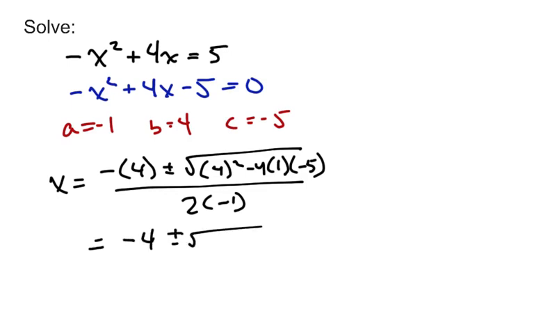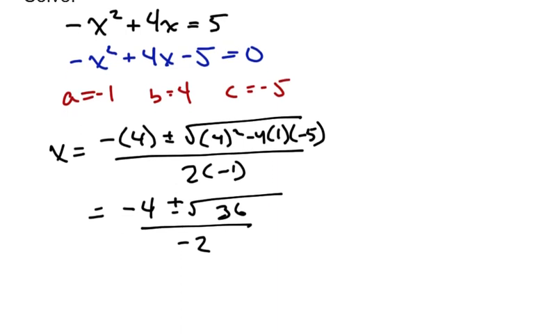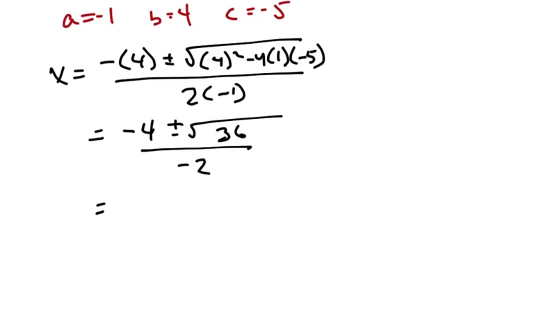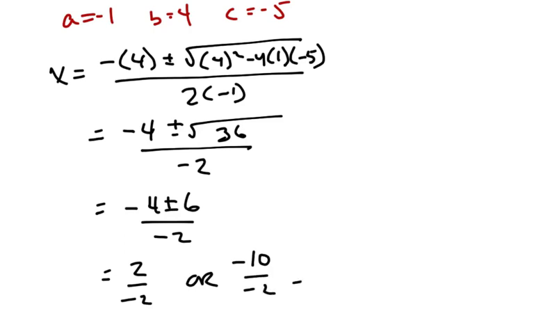Negative 4 plus or minus the square root. And it looks like 16 plus 20 is 36 all over negative 2. So negative 4 plus or minus 6 over negative 2. Negative 4 plus 6 is 2 over 2. Or negative 4 minus 6 is negative 10 over negative 2. And our two solutions we see are negative 1 or 5.